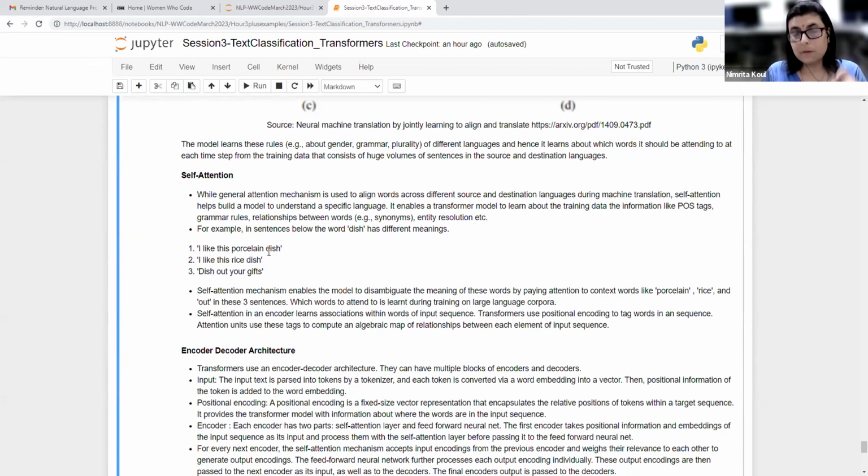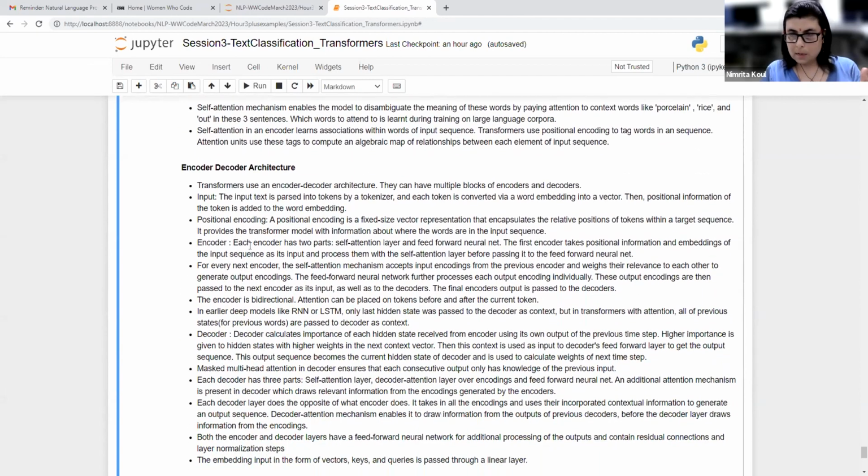And the self-attention mechanism likes to pay attention to the adjoining word. For example, porcelain here tells the model that this dish perhaps does not refer to something edible. It is something on which you serve food. Similarly, rice here next to the word dish tells it that this is perhaps the edible item. And the word out here next to word dish tells it that this is the verb which means to give away or something like that.